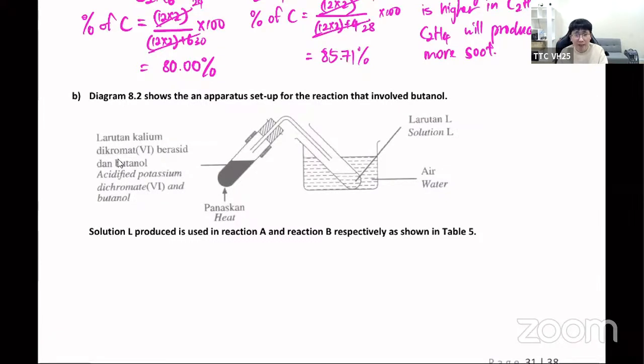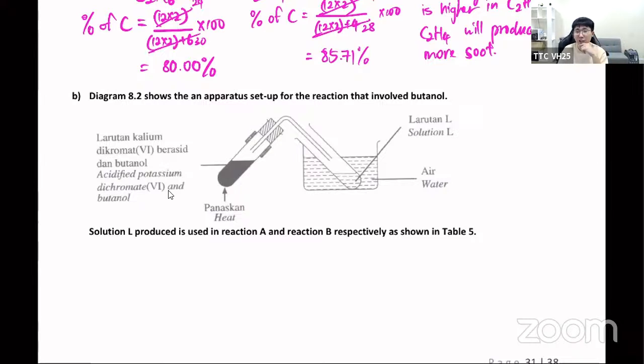What we actually have here is the acidified potassium dichromate and butanol combined, reacting to form solution L. So what is the type of reaction? Okay, what's happening here? We have butanol, and butanol is an alcohol. Alcohol added to potassium dichromate(VI). You're going to be like, teacher, why does this chapter also have redox reaction? Let's see here.